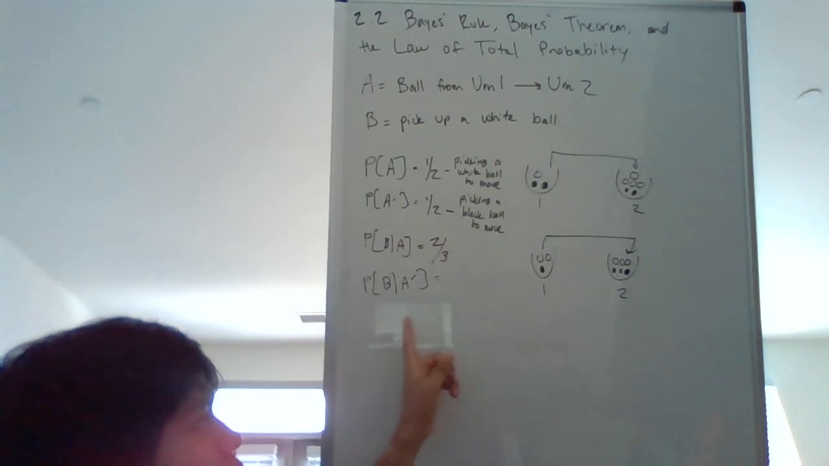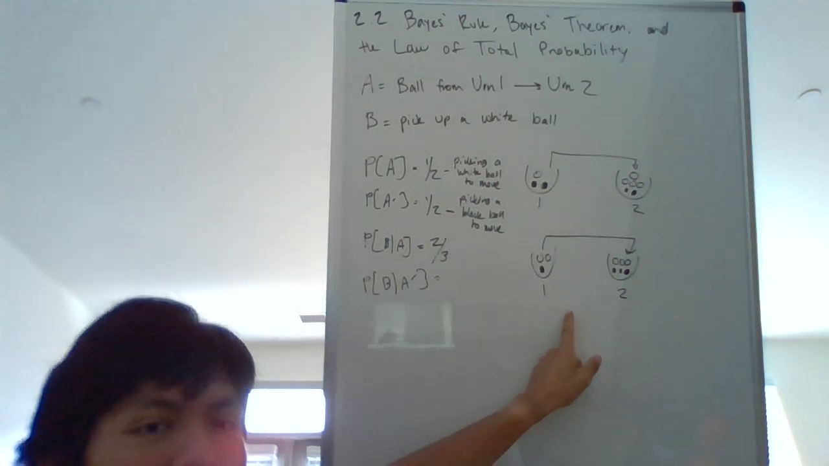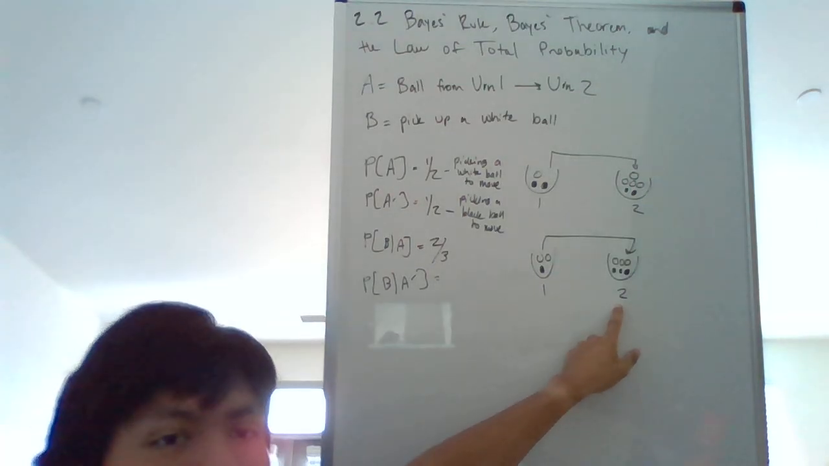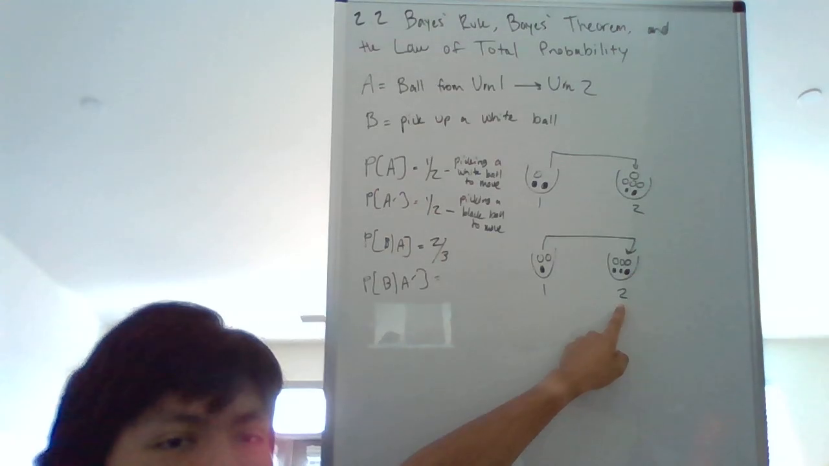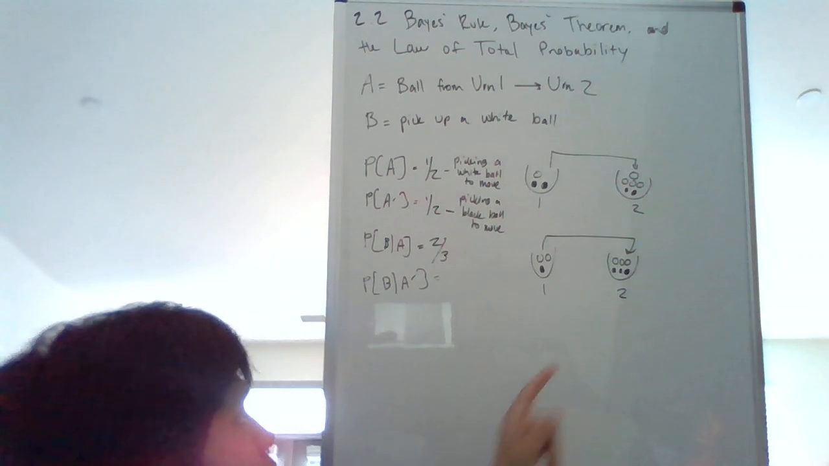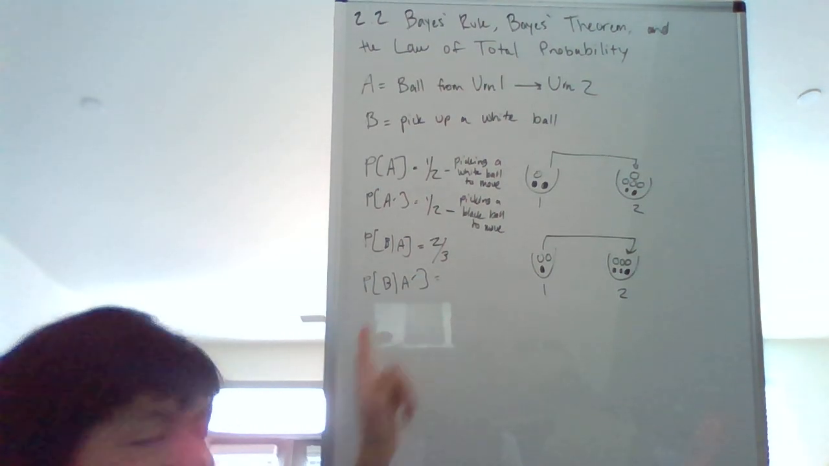So that means if we transferred a black ball from urn 1 to urn 2, and then we chose a ball from urn 2 and it happens to be black, well, that's a 1 in 2 chance. That's a probability of 1/2 that we chose a black ball. So the probability of B given A complement is 1/2.